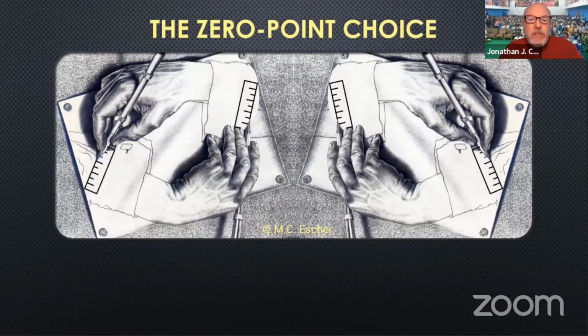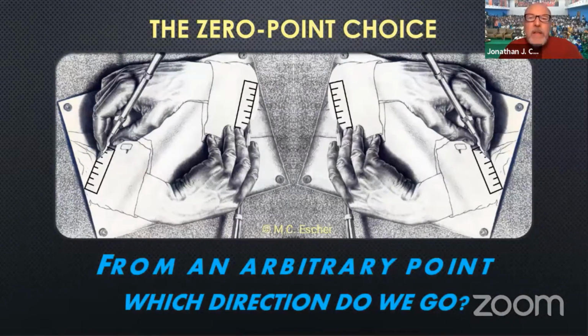So we've got the 0 point choice, and that means that whenever we draw a point for the construction of our geometry, we have to, from that point, decide which direction do we go. And it's an arbitrary choice. And we see through the history of mathematics that there have been many arbitrary choices that became laws and rules.